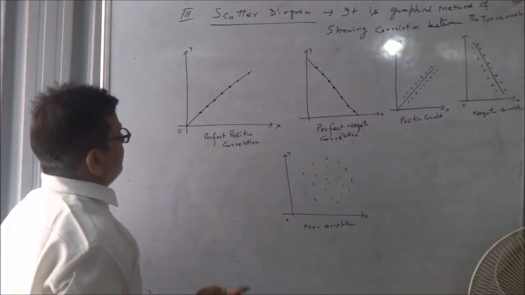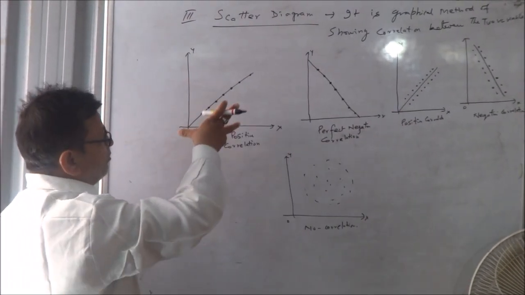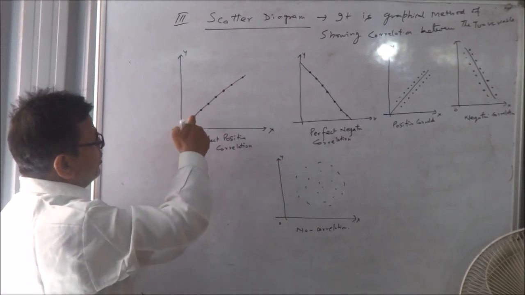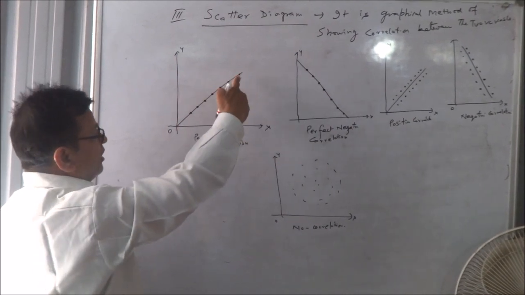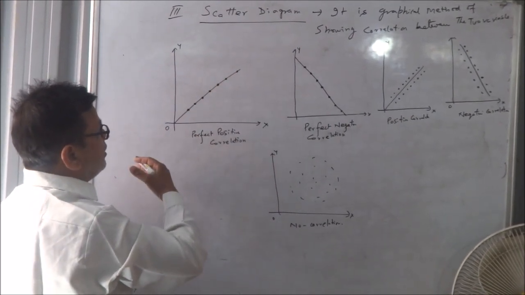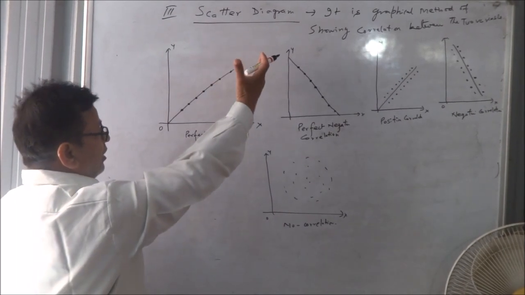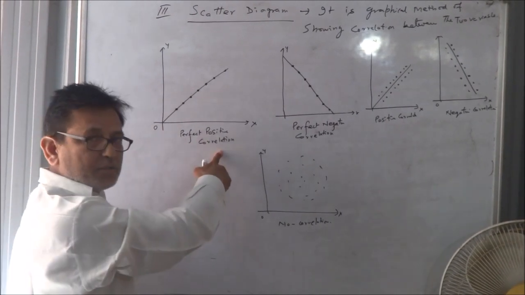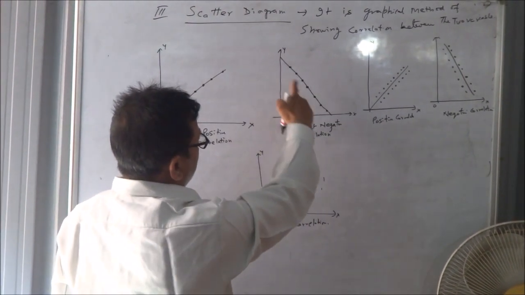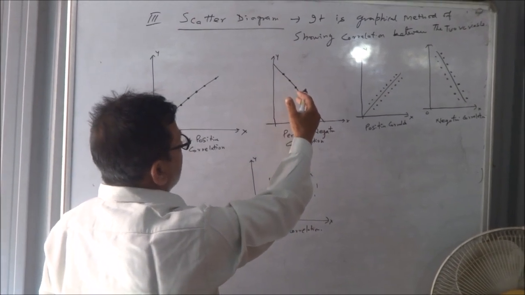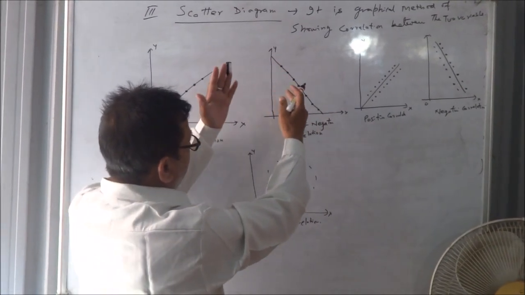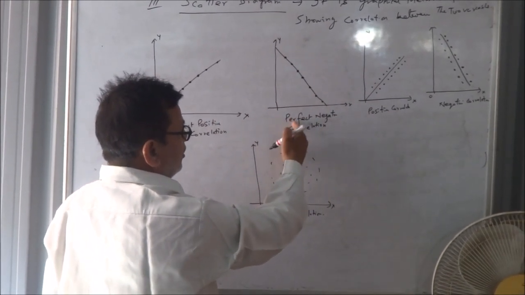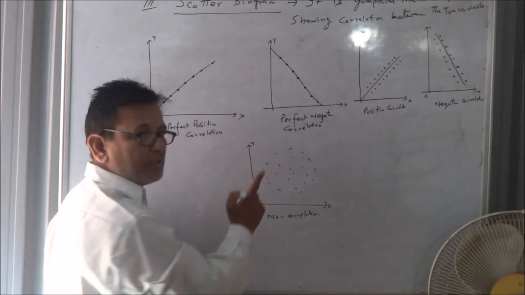Now if we plot the different points in the xy plane, if all the plotted points are along a straight line from the lower left hand corner to the upper right hand corner, this is called perfect positive correlation. If all the plotted points lie on a straight line from the upper left hand corner to the lower right hand corner, then this will be perfect negative correlation.